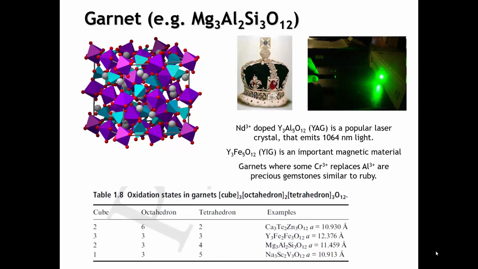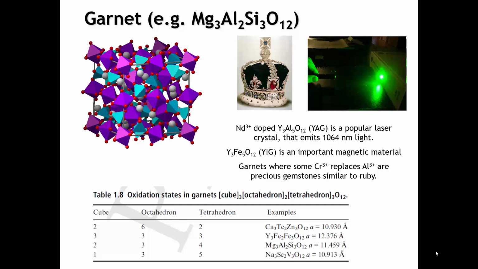The next structure I'd like to introduce you to is called the garnet structure. One example of a garnet is Mg3Al2Si3O12. If you thought spinel was a complicated structure, this structure is even more complicated. We'll say a little bit more about the structure on the next slide.